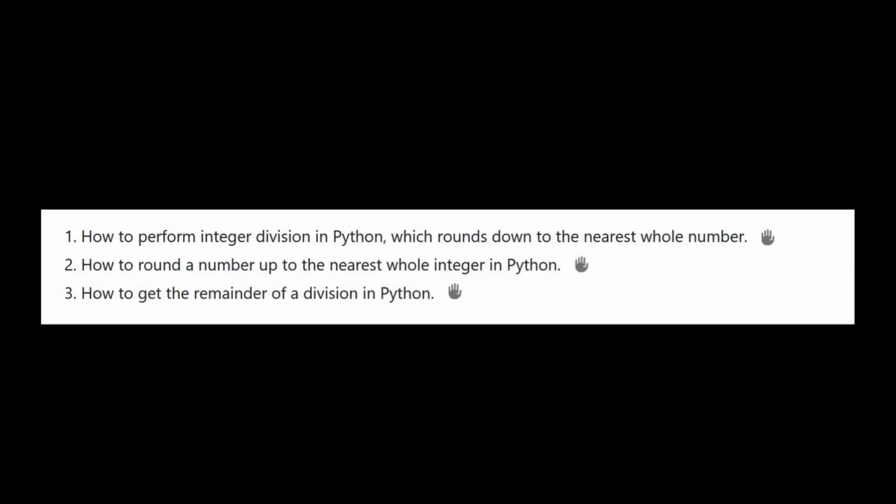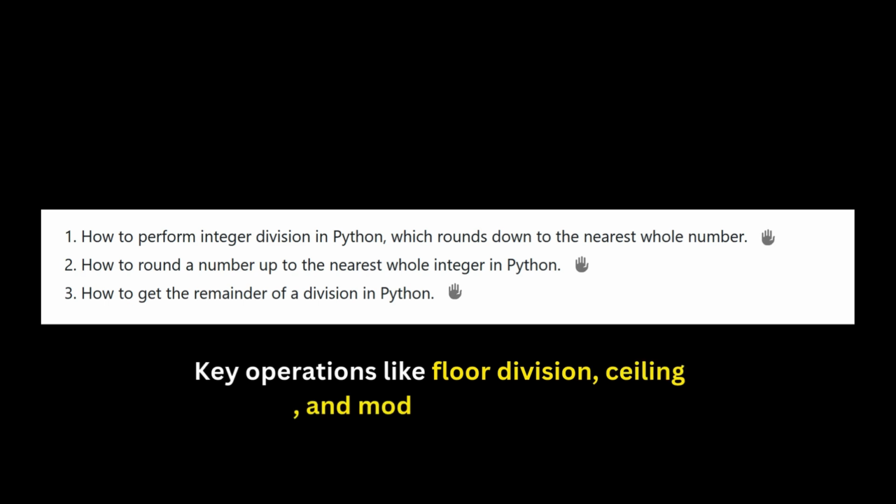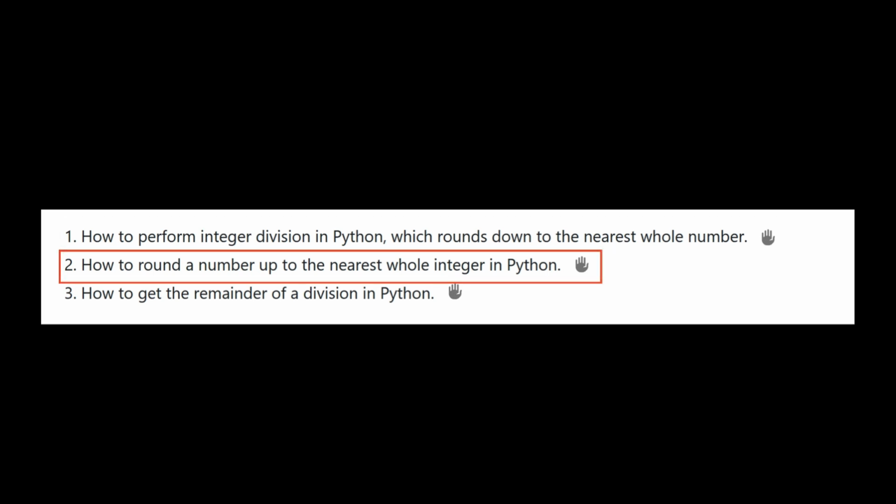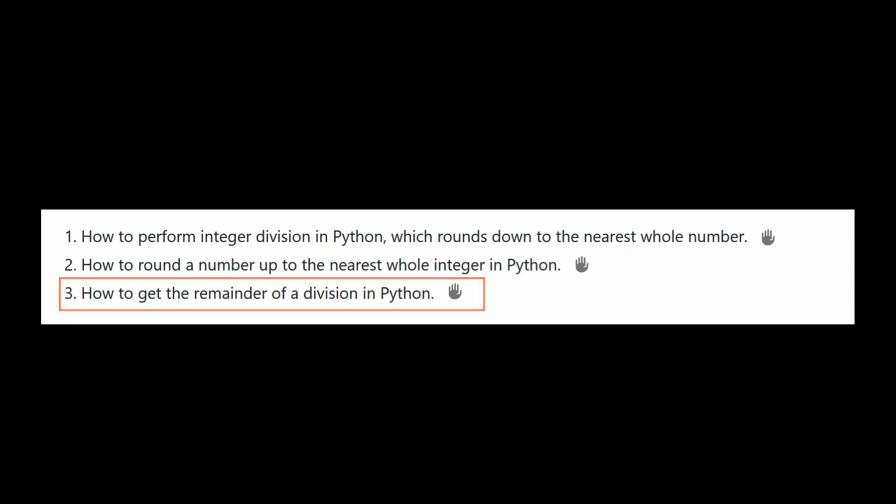Now here are some AI prompts to help you further understand key operations like floor division, ceiling, and modulus in Python. How to perform integer division in Python, which rounds down to the nearest whole number. How to round a number up to the nearest whole integer in Python. How to get the remainder of a division in Python.